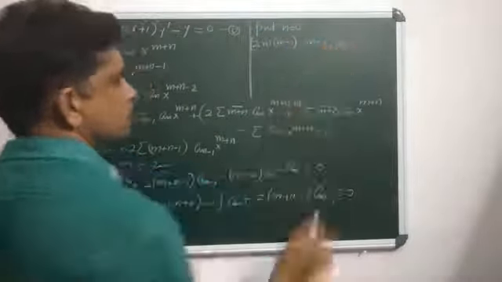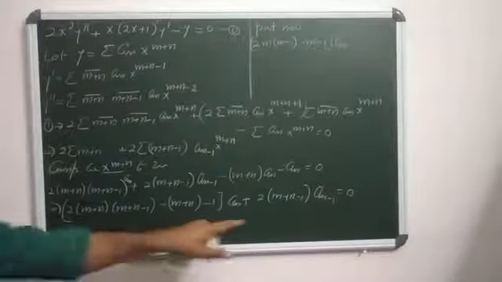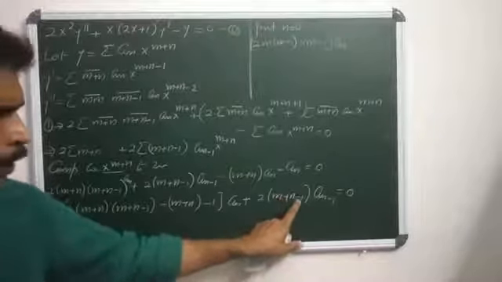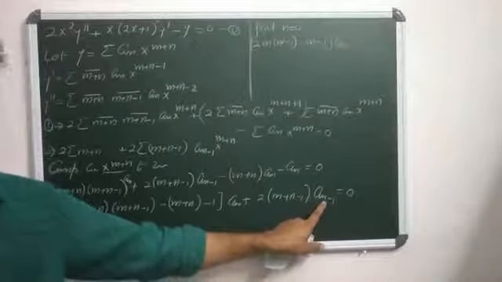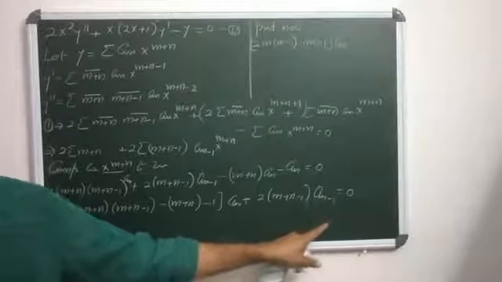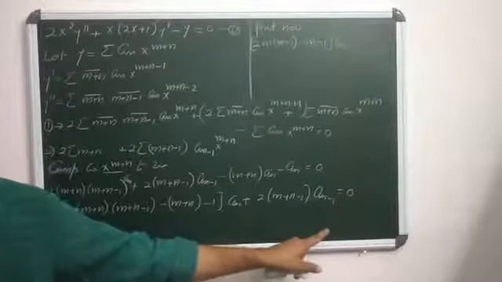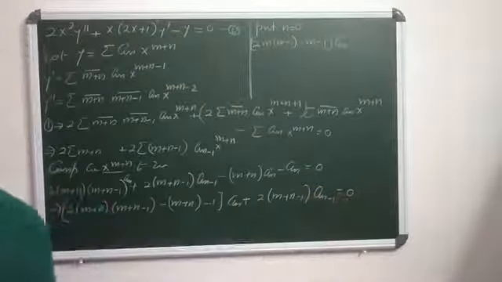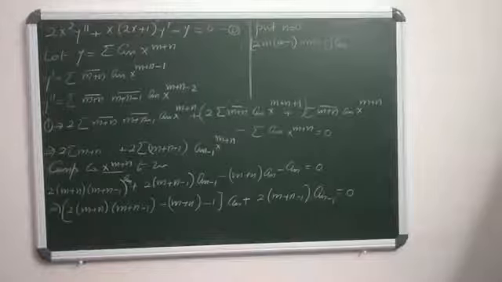Into a naught. So when n equals 0, there is a term 2 into m minus 1 into a minus 1. That is meaningless. There is no a minus 1th term. The term starts from the 0th term. There is no minus 1th term.